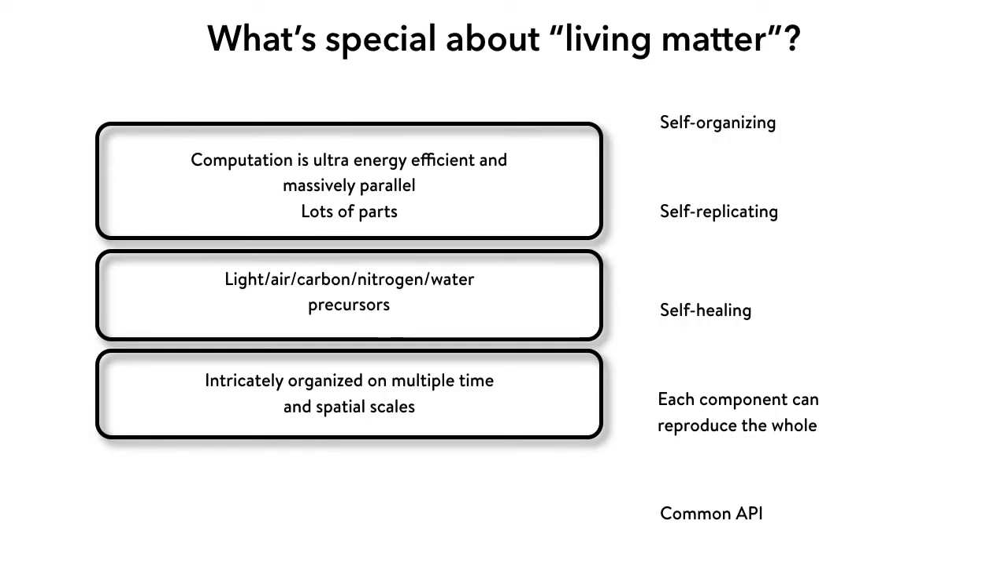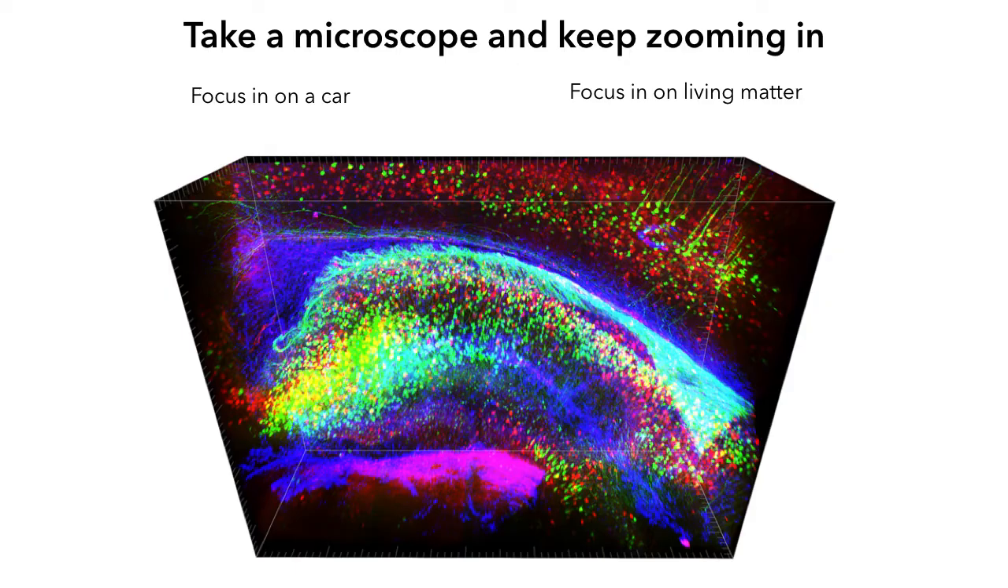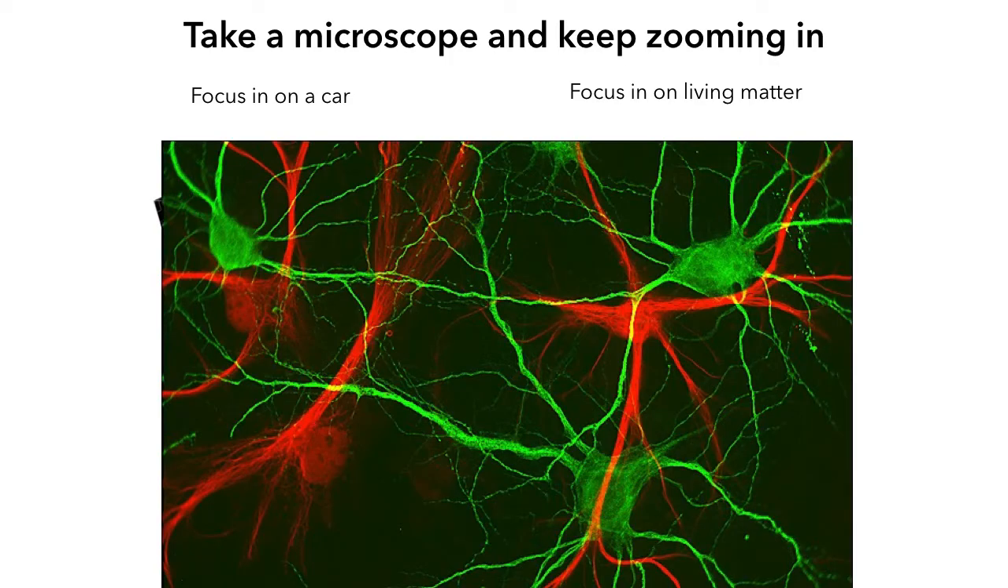Another feature of living matter is that it's intricately organized on multiple time and spatial scales. If you take a microscope and focus in on a car, it gets regular and boring incredibly quickly as you zoom through a big block of steel, for example. But what happens if you focus in on living matter with your microscope? You would start to see individual cells. Those are the colored dots you see in this image, the small little colored dots that are red, green, or yellow, and so forth. If you keep zooming in with your microscope, it gets more interesting.